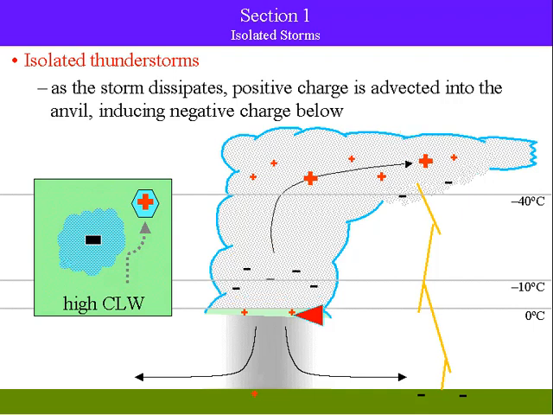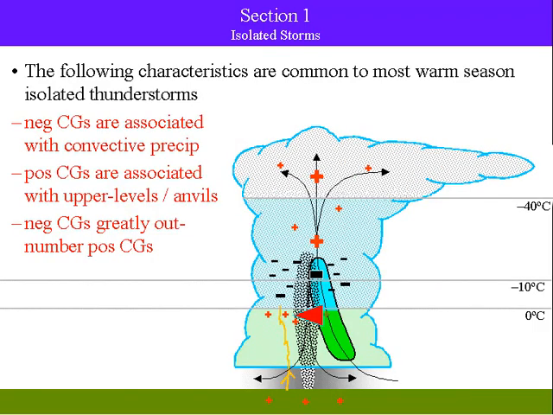So what type of CG lightning do we expect within the typical warm season storm? Well, we expect negative CGs within the convective core.